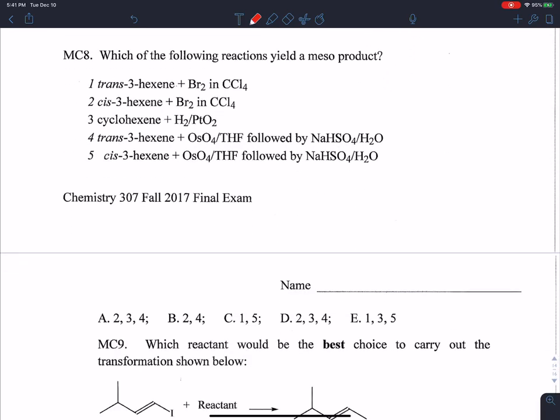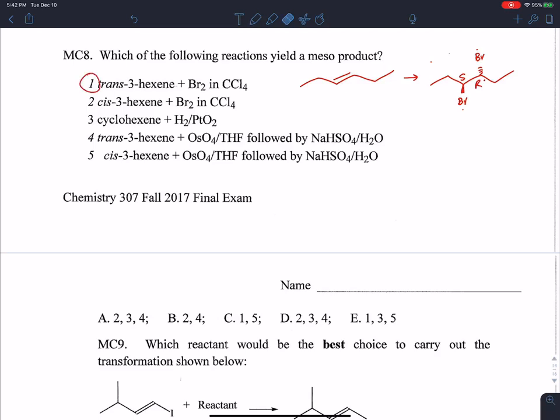Next question says to figure out which of the reactions will give you a meso. The first one is you're starting with a trans 3-hexene, and then you're doing Br2. So I would end up making a wedged Br and a dashed Br. This is 1, 2, 3. So this is S. This one's 1, 2, 3, and this one's R. So SR, same substituent, same everything. So this is a meso.